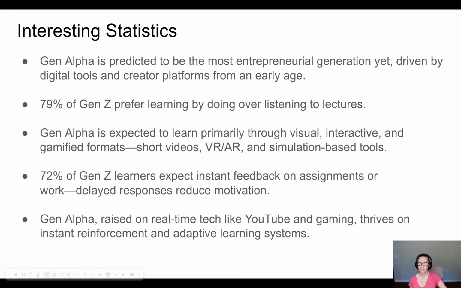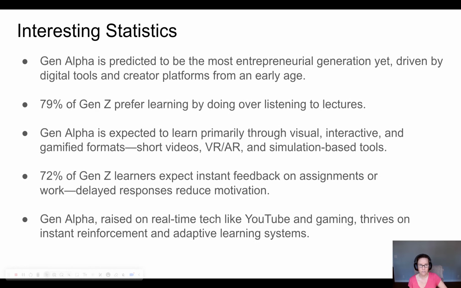So here are some interesting statistics. Today's learners are bringing a whole new set of expectations to the classroom. Gen Z, for example, prefers learning by doing rather than just sitting through lectures. They want to engage with content in an active, hands-on way. Passive learning just doesn't hold their attention the way it might have for earlier generations. These kids are built different.